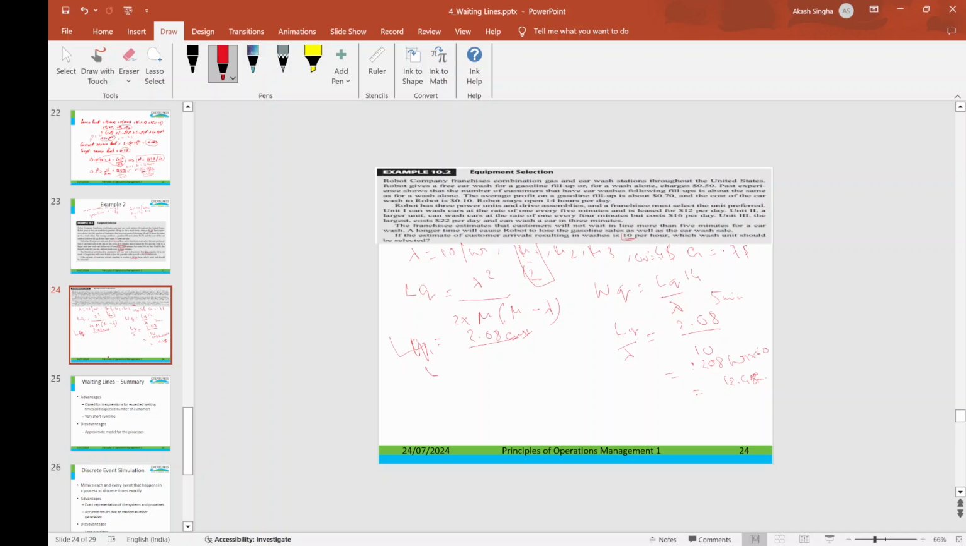And same LQ2 will be something. WQ1 is this. WQ2 will be 4 minutes. So we can see that average WQ2 is less than 5. We have to have this less than 5 to not miss out any revenue. So WQ2 is good.